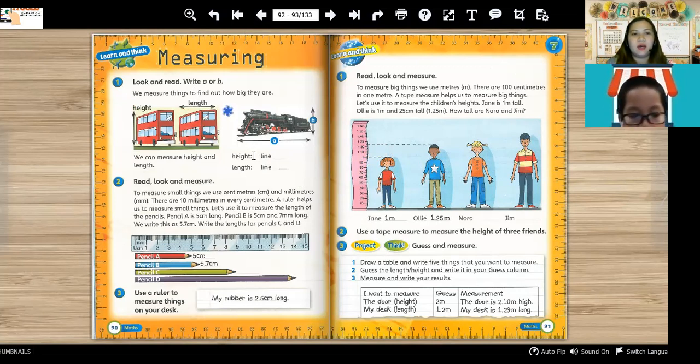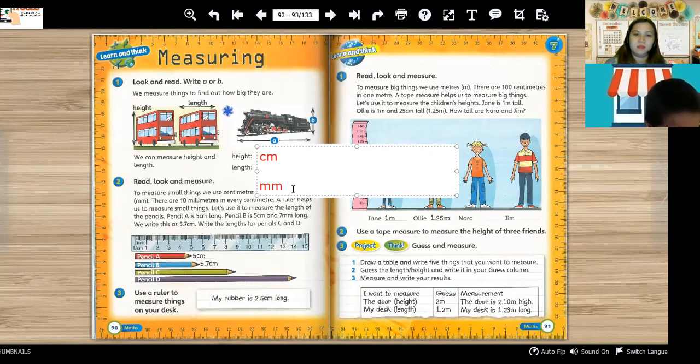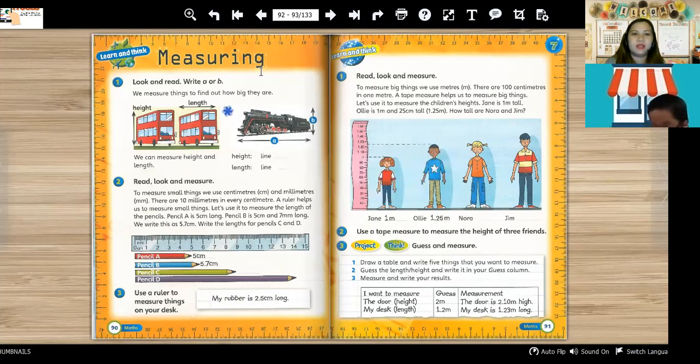Can you see centimeter or cm? Can you see? Also this one? Yes, I can see. Okay, can you see this one? And this one also? Yes. I can see all. Okay, very good. So look at that. To measure small things, okay, look at this one.